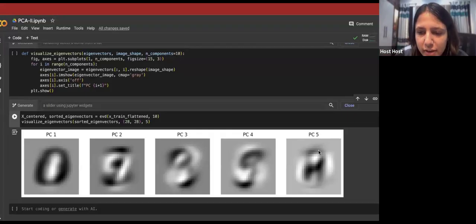For example, PC5 is basically looking at this particular curve, which is something that you see in a digit 2 and an 8, right? So I can assume, or I might see it empirically, and I will encourage you to try this out, that whenever you're generating the image for a 2 or an 8, this principal component has a higher weight because this is prominent in 2 and 8.